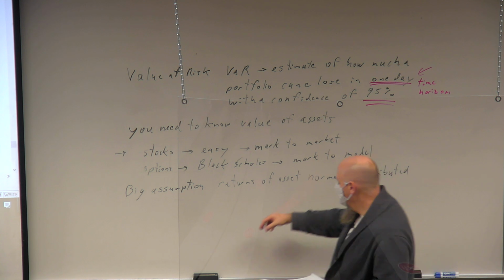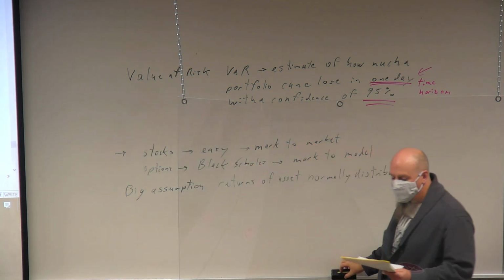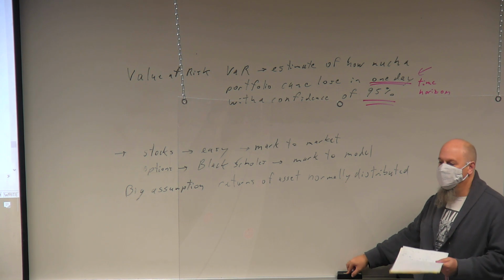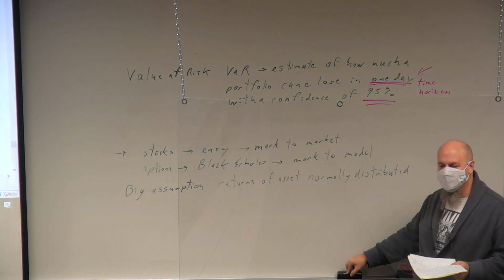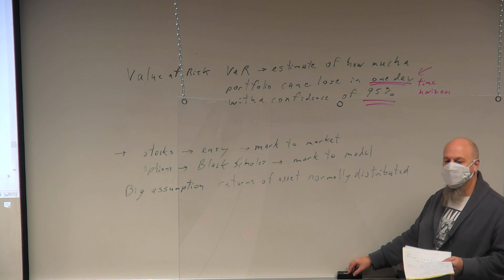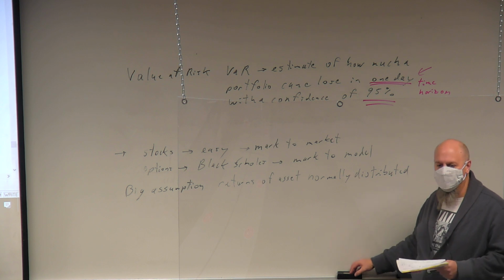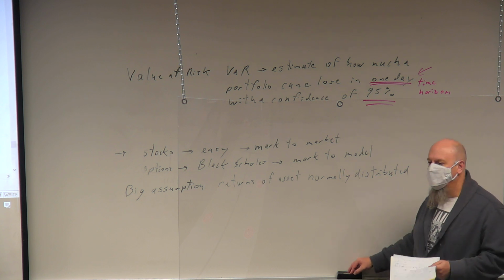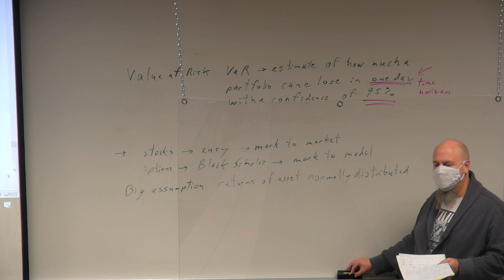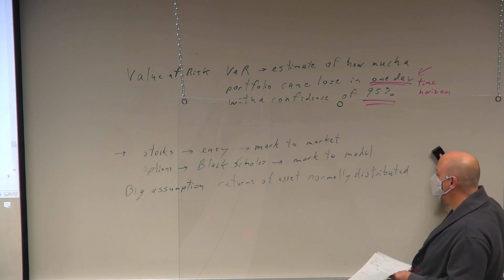So me writing down here, I need to know the value of the assets, seems rather obvious, but it's not so easy, right? That's why you call in accountants when you have a more difficult portfolio to figure out. How much is your factory worth, your machinery worth? There's depreciation. You've got to know how much. But we're just going to work with stocks and options.